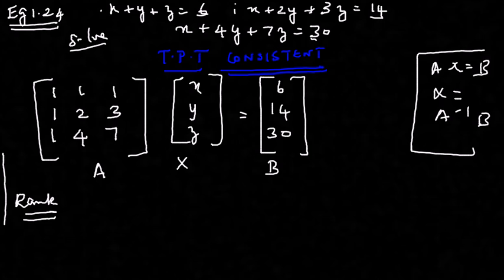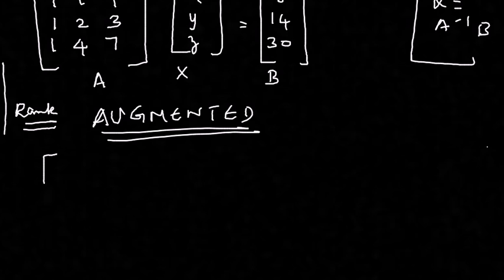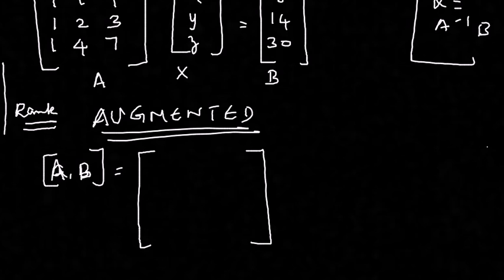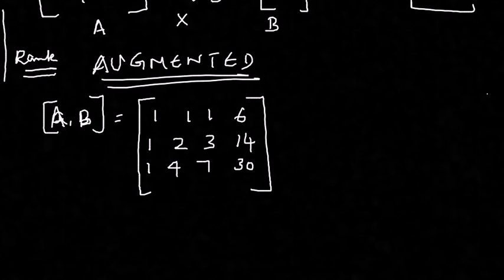For the rank method, the first step is to write the augmented matrix. What does augmented matrix mean? It is nothing but combining the A and B matrices together. So now my combined matrix will become 1, 1, 1, 6, 1, 2, 3, 14, and the third row will become 1, 4, 7, and 30.